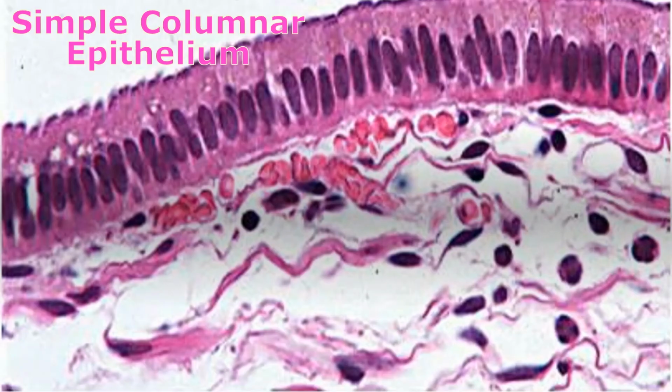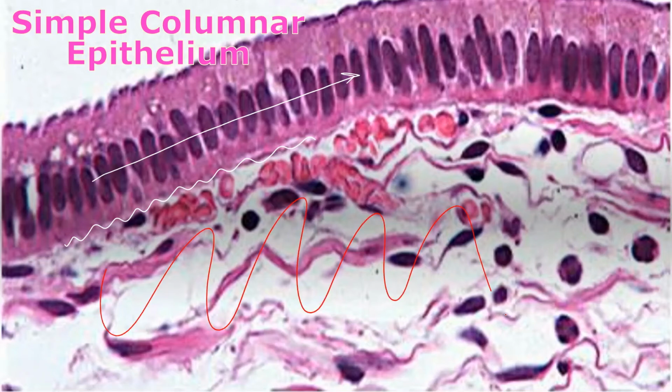Another great picture of simple columnar. Again, if I shot an arrow through here, I'm going to hit all the nuclei in one shot, screaming to me that this is simple columnar. Up to the left, we see the white open space of the lumen. I see a basement here very clearly, and then under the basement, all this wiggly stuff down here is connective tissue supporting that columnar epithelium.